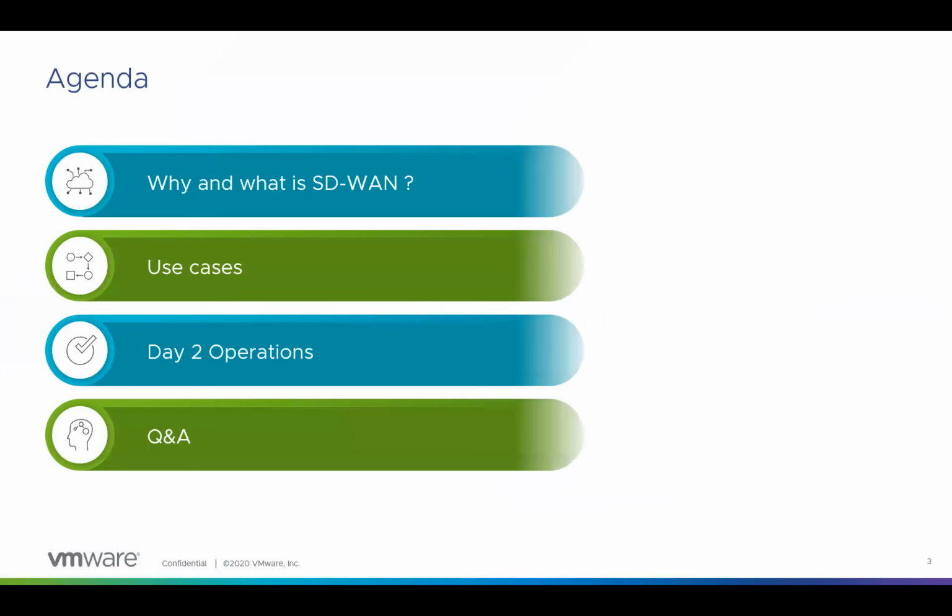So let's quickly go over the agenda. This is a high-level agenda we are going to go with. First, we'll talk about what SD-WAN is and why VMware IT decided to go ahead and roll out SD-WAN. Then we'll talk about the two unique use cases we have for VMware IT, followed by day two operations, where we'll talk about how to operate SD-WAN post-deployment into production. And finally, we'll conclude with question and answer. Feel free to post your questions in the chat, and we'll do our best to answer all of your questions at the end of the session.